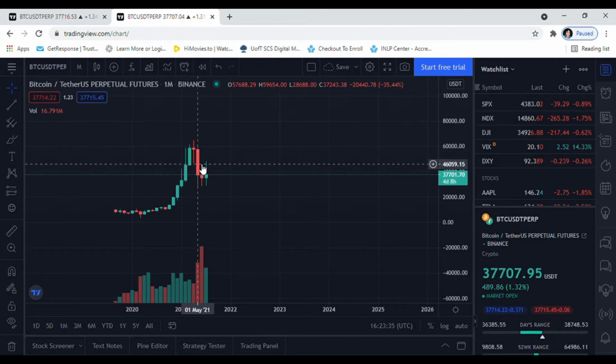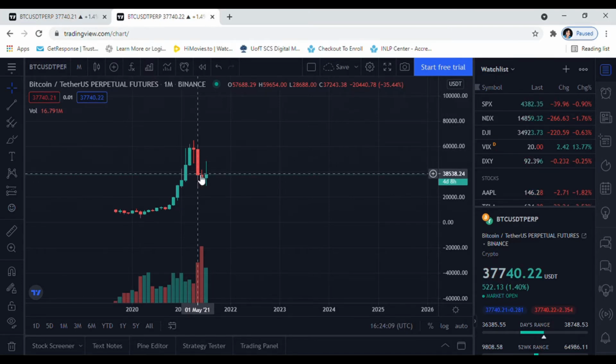So when May started, the price opened at, you can see at the top, 688, and then the highest it went to was 59,654. The lowest it went down to was 28,688, and then it closed at 37,243. So as you can see, Bitcoin basically crashed in this candle.